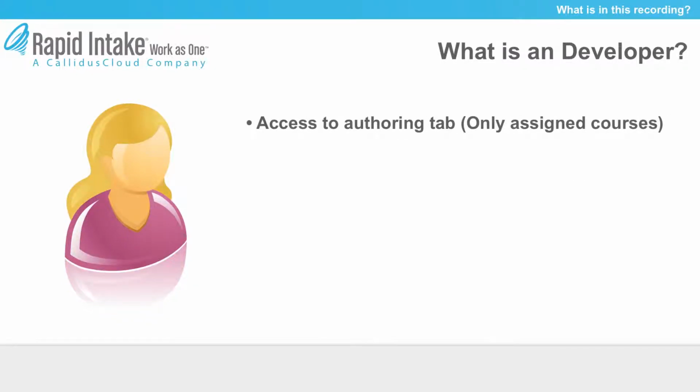So really the major difference between a manager and a developer is the developer does not have access to actually start new courses. A manager does have access to start new courses, but the developer only has access to the authoring tab and only assigned courses. So they need to be assigned a course before they can actually do anything. If they are not assigned a course, they can't do anything. And they still have access to any courses that they're assigned to. They can review and leave feedback on those courses.